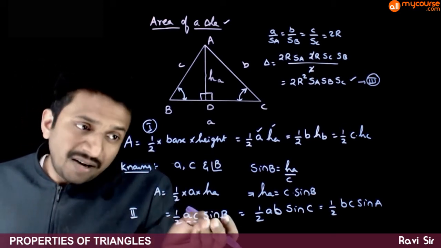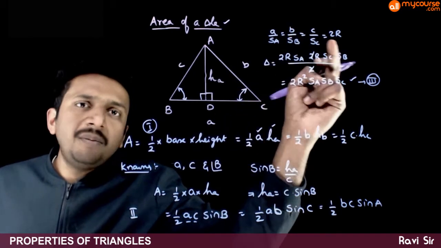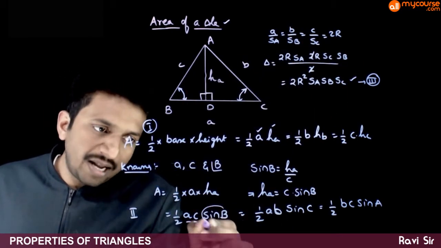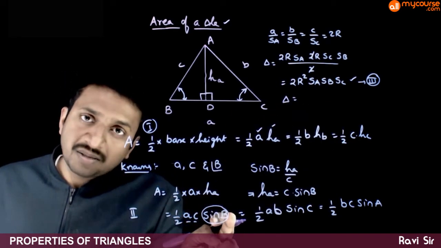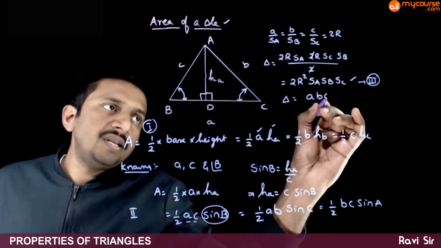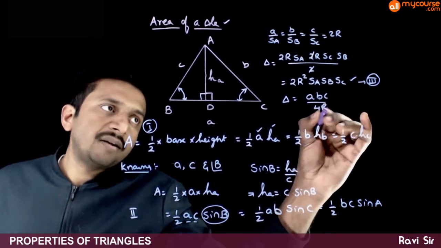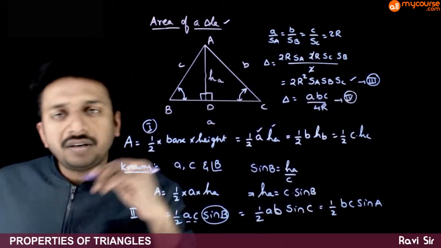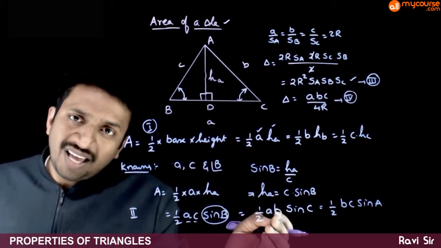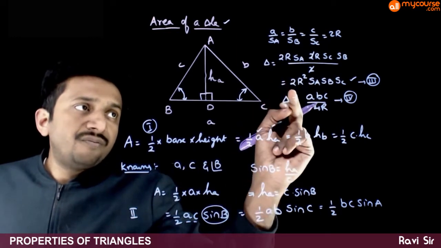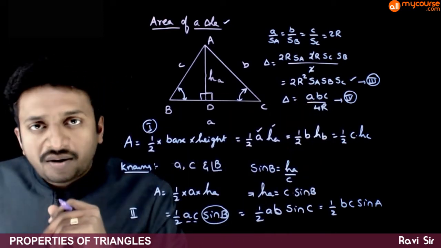In the same way, you can convert this sine B in terms of sides. Sine B can be written as b by 2R. So delta can be written as, if you write this as b by 2R, abc by 2 into 2R, that is 4R. So this is also a formula for the area of a triangle. So half into base into height, half ab sine C, 2R square sine A sine B sine C, delta is equal to abc by 4R.